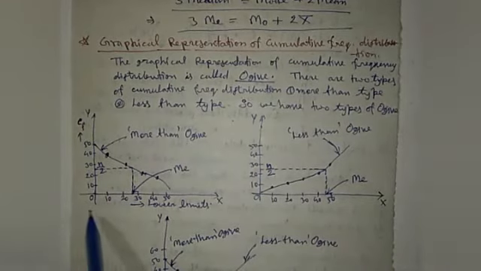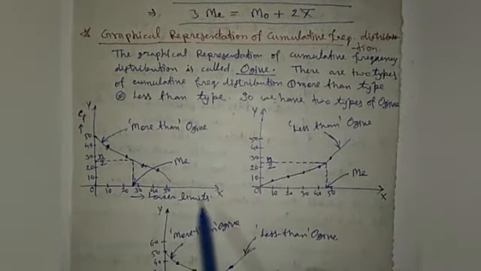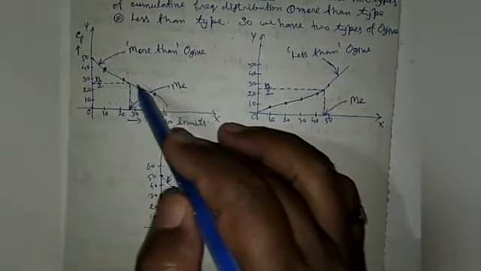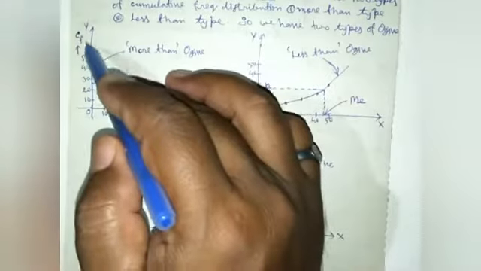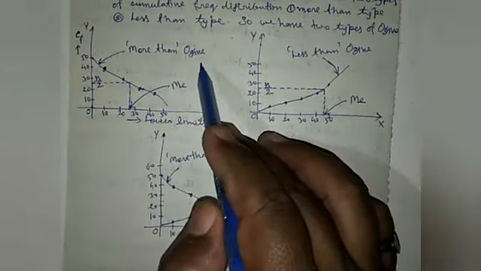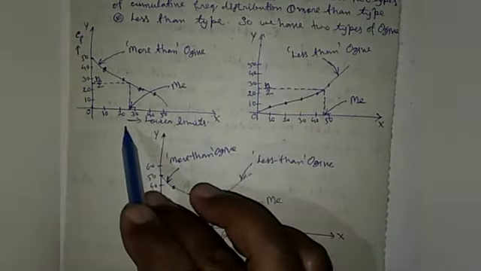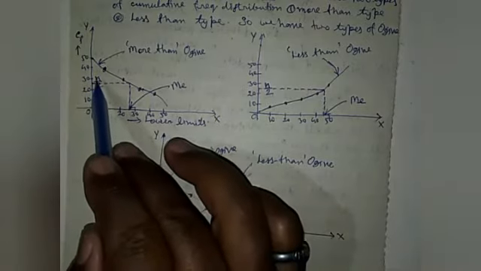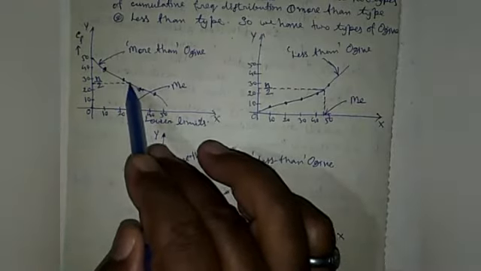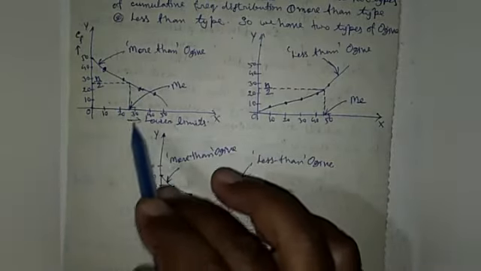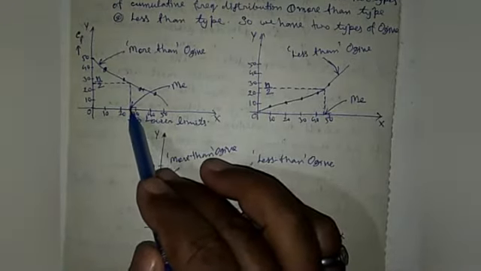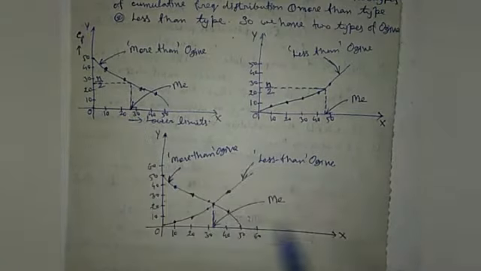If we plot here on the x-axis the lower limits and on the y-axis the cumulative frequency of more than type, then we have a graph like this, decreasing from maximum. So it is the more than ogive. From this graph we can also find the median. Here we take the value of n by 2, the central value, see where it cuts the graph, and from there we drop the perpendicular on the x-axis, and we find the median. So the median is denoted here by the value.